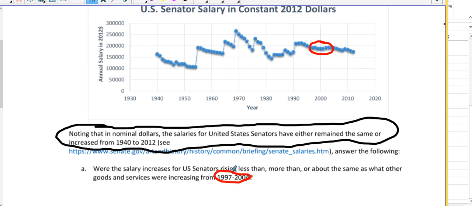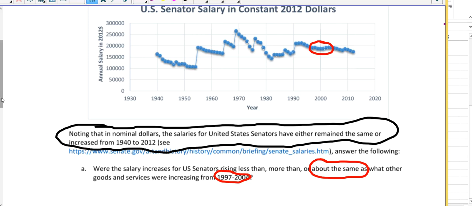When the constant dollars graph is relatively flat, that meant that whatever increases were happening over that time period, their salaries were basically just keeping pace with inflation. So their salaries were increasing about the same as everything else in that time period. Even if they were getting some raises, whatever the actual numbers were in nominal dollars, those changes were just basically keeping pace with inflation because the constant dollars graph is relatively flat.